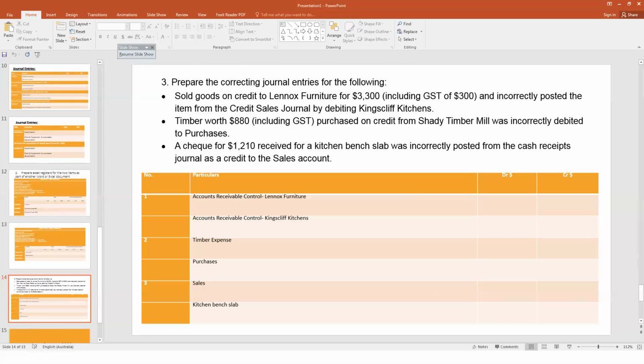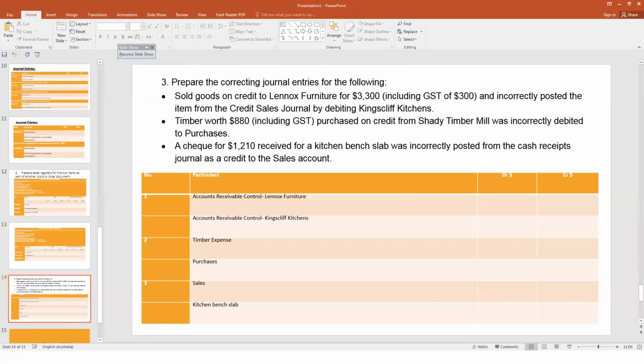Again, they are saying timber worth 880 purchased on credit from Shady Timber Mill was incorrectly debited to purchases. So they incorrectly did that purchase debit. But now it's going to be credit, and this is an expense, timber expense, so it's going to be debit.